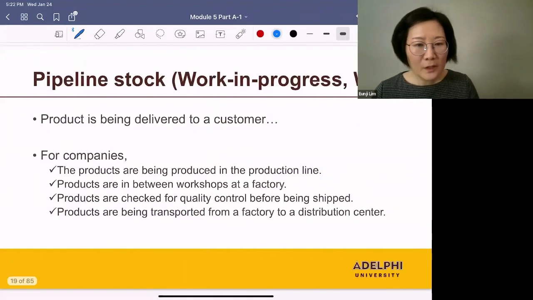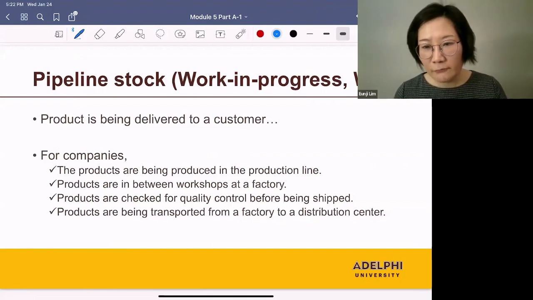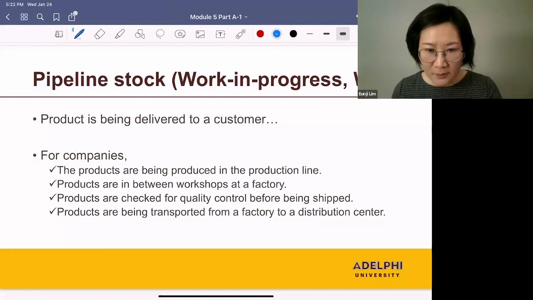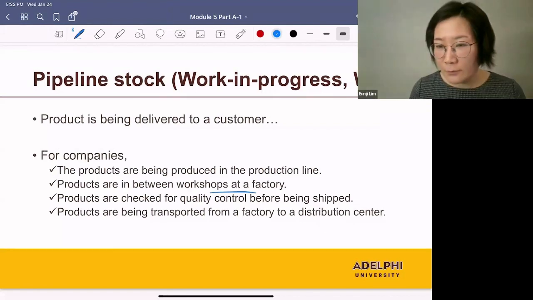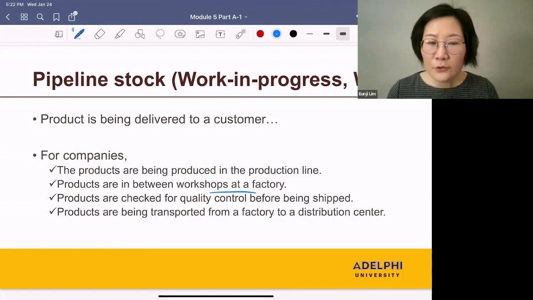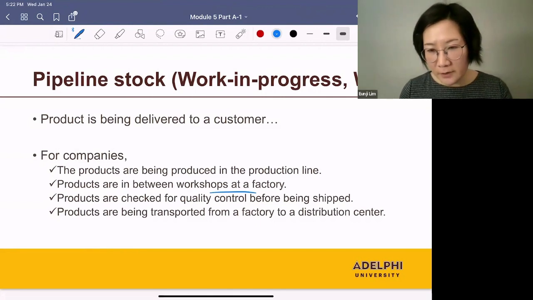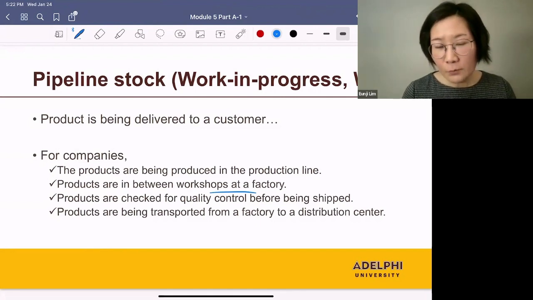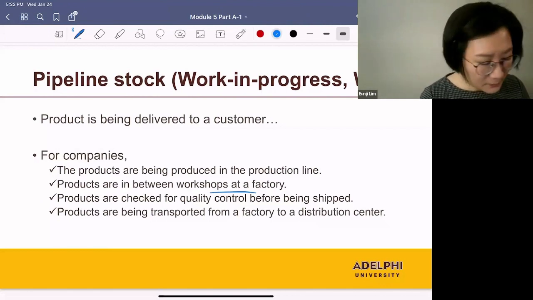For companies, where can you find pipeline stock? Suppose you're producing products at a factory, you have raw materials, you have several workshops, and the materials go through these workshops, and some of them are waiting between workshops. So these are called pipeline stock. Now you have finished products. Before you ship them out, you need to conduct quality review. The products are waiting for quality review, and these products are pipeline stock. Now you're moving them to customers. They're in transit. So the products that are in transit are pipeline stock.